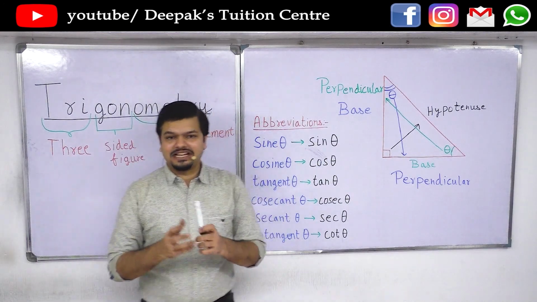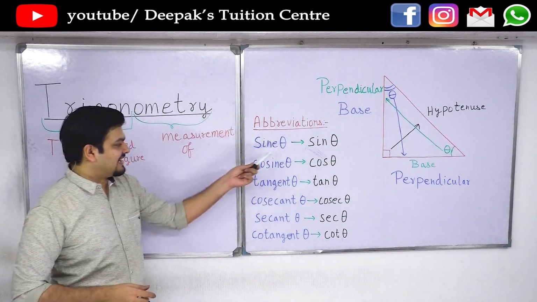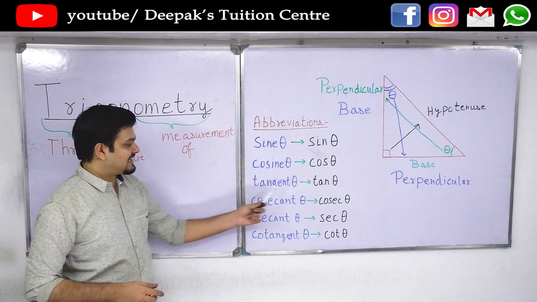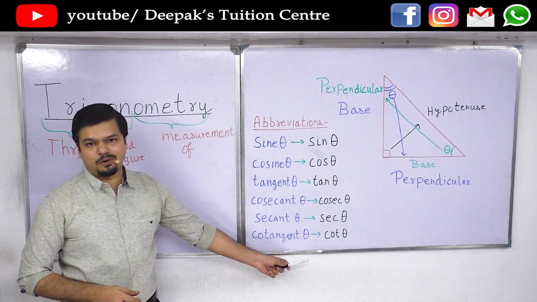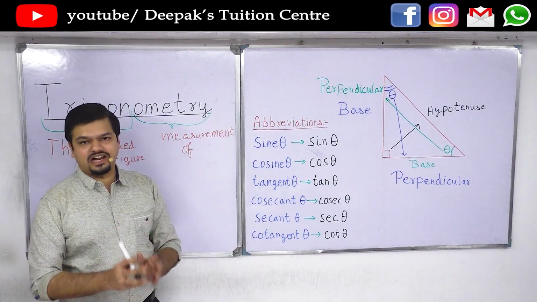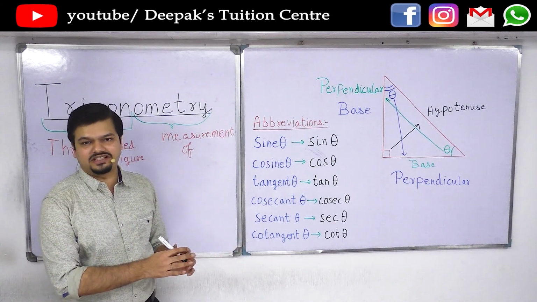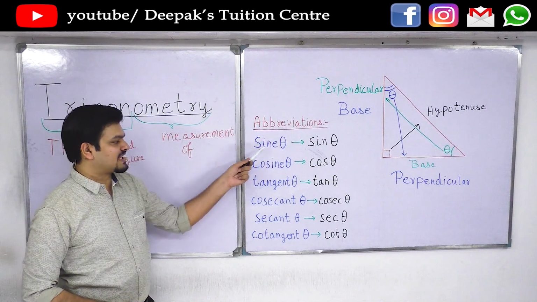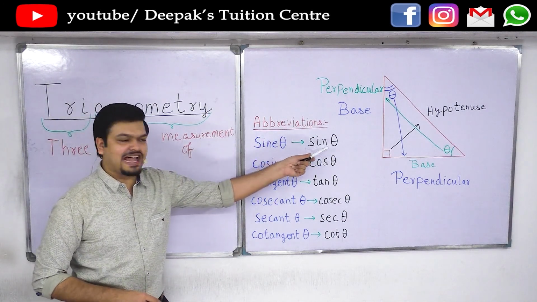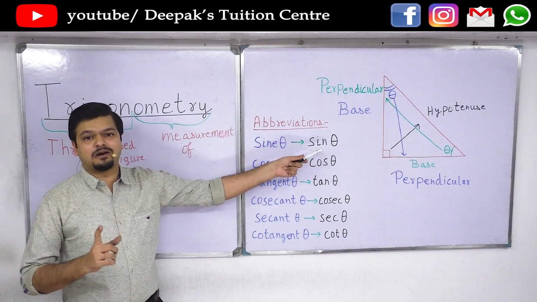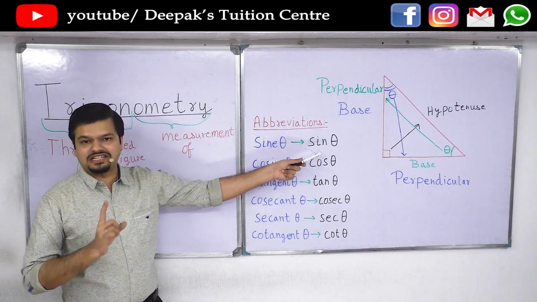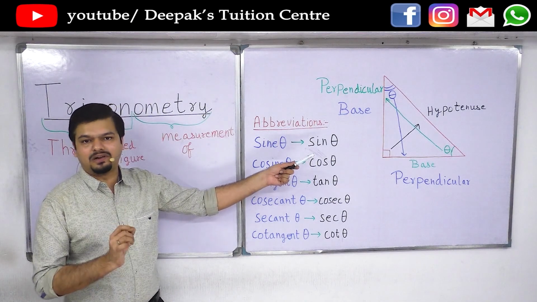The terms used in trigonometry are sine theta, cosine theta, tangent theta, cosecant theta, secant theta, and cotangent theta. But we generally use the abbreviations of these terms. So the abbreviation of sine theta is written as sin theta, but it is pronounced as sine theta only. It is not pronounced as sin theta. It is sine theta only.